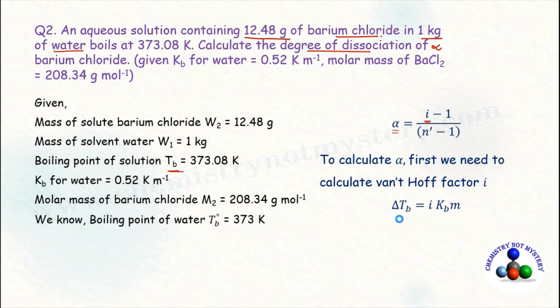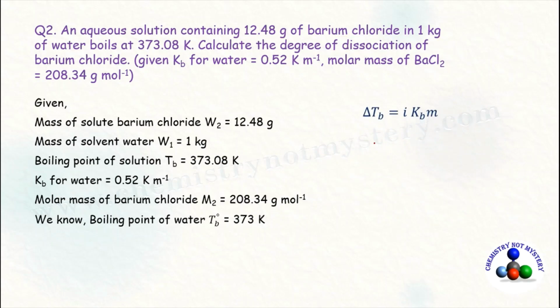Now let's expand this equation. When you expand delta TB, you will get TB minus TB naught. And when you expand molality, you will get W2 over M2 into W1, where W2 is the mass of solute. It is given 12.48 grams. M2 is the molar mass of barium chloride. It is equal to 208.34 grams per mole. W1 is the mass of solvent, that is 1 kg. Kb for water is already given 0.52 Kelvin per molal. TB naught, we know it is 373 Kelvin, and TB for solution is given 373.08 Kelvin.